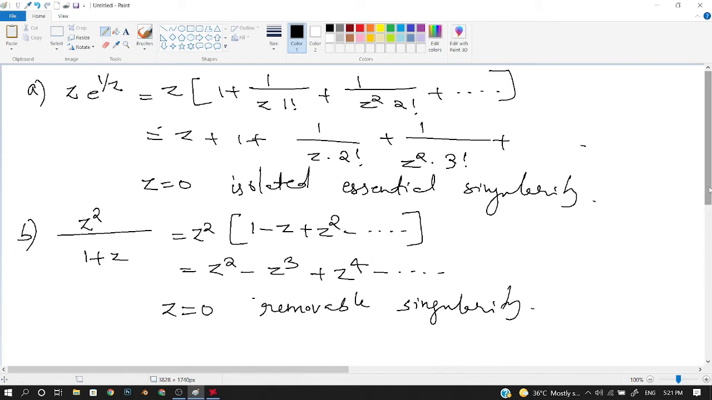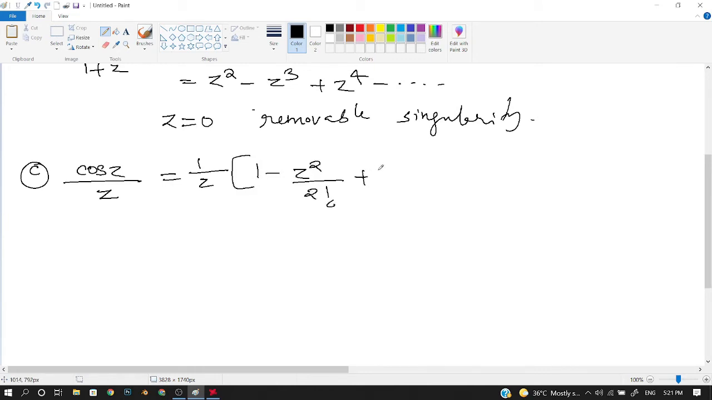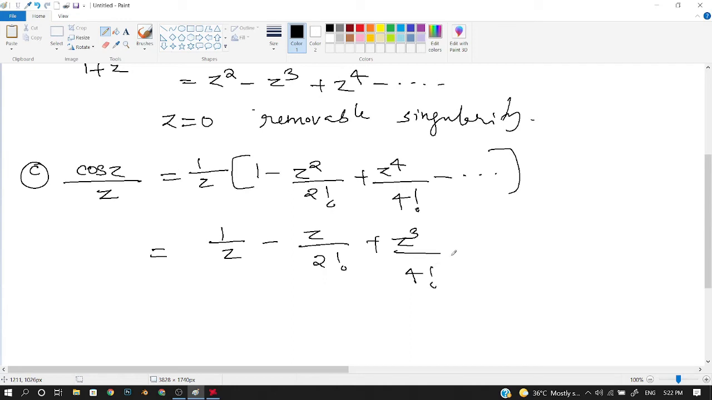Now we can consider another example. Cos z divided by z. Now we can expand this: 1 minus z square divided by 2 factorial plus z raised to 4 by 4 factorial minus etc. Now you take 1 by z inside the bracket, so we have this expansion. So here you can see that z equal to 0 is a simple pole, that means a pole of order 1.